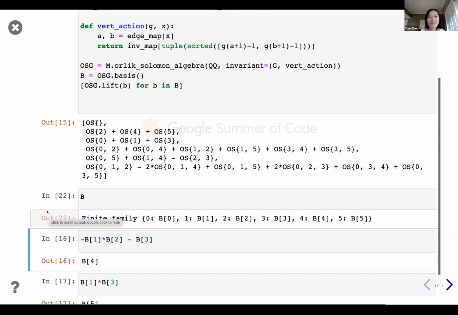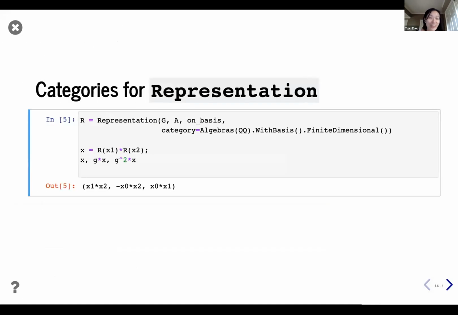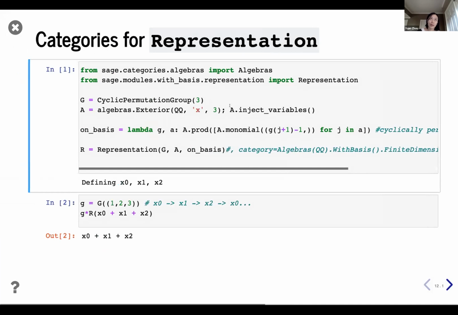Trevor, you mentioned the magic method of inject variables. I just want to say, yes, I agree that it's a very useful piece of information. Actually, a while ago, I was working on multivariate polynomials, and I didn't know this method until I saw others' code, and I think it's worth mentioning.